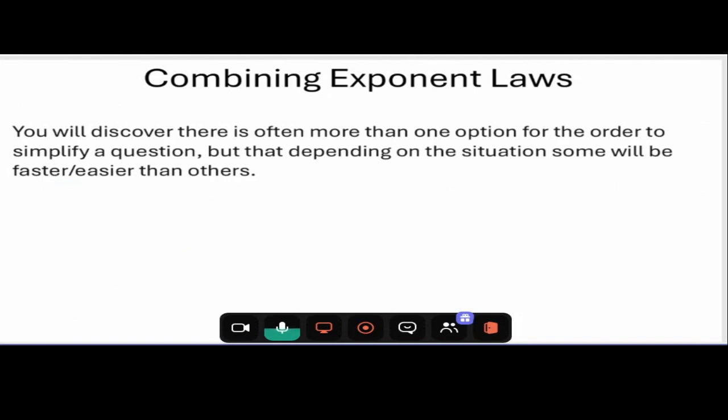All right, and this I already talked about. Yes, there's often more than one option, not necessarily right or wrong, just faster or slower. And the more you practice, the better you get at knowing what's going to be a better way to go.